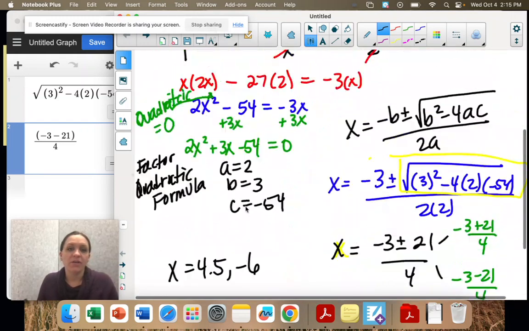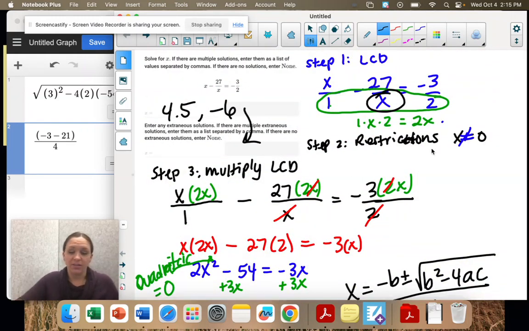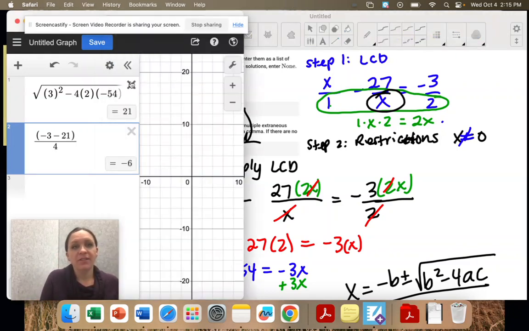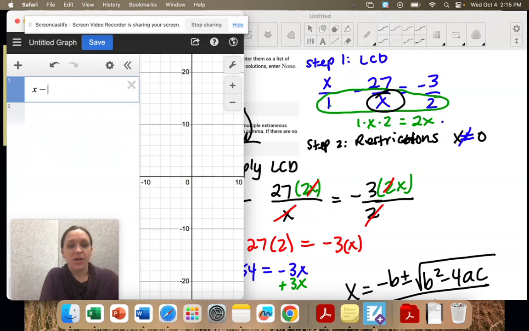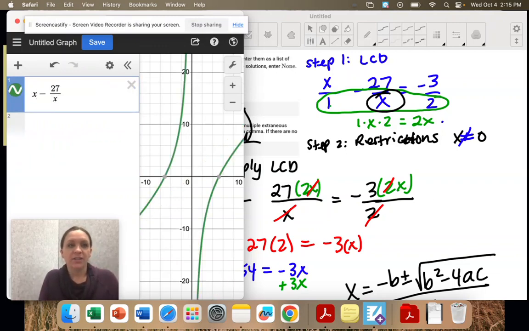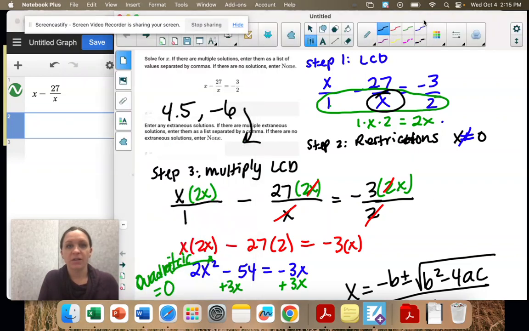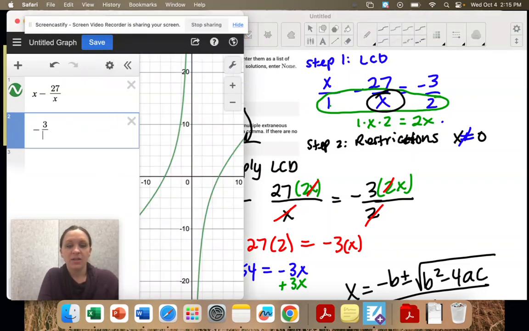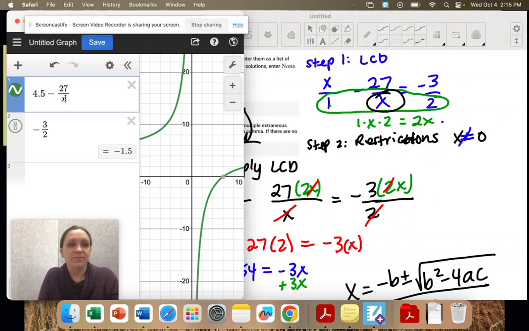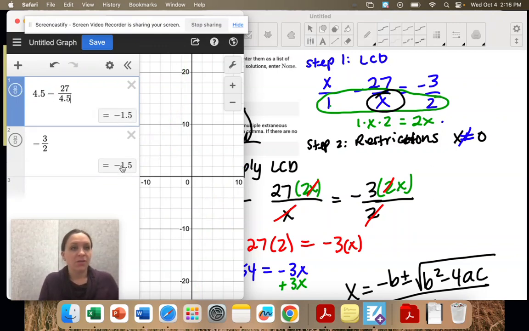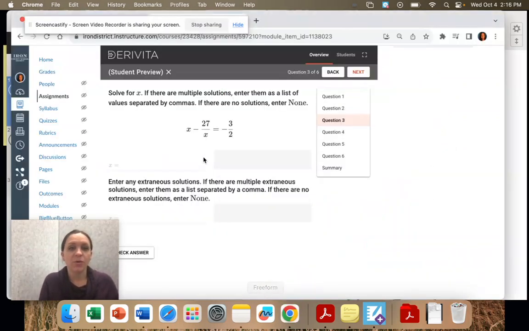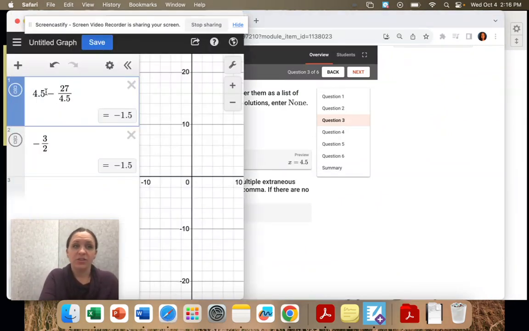But one of those might actually need to move down to our extraneous area. So we're going to check our answer. So the left-hand side of the equation is x minus 27 over x. And the right-hand side of our equation is -3/2. So I'm going to substitute our x values in. What if I put in 4.5 for x? See how those match? That means 4.5 is a solution. Let's see if -6 matches.